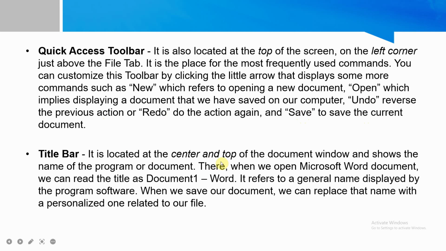Next is the title bar, the little bar at the center on top, showing the document name and program. Usually the default is Document, Word. When you open MS Word, you can see the document name. It refers to the general name displayed by the program software. After you save your document, you can replace that name with a personalized one related to your file.